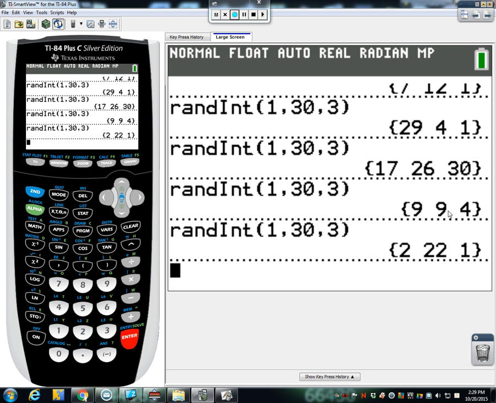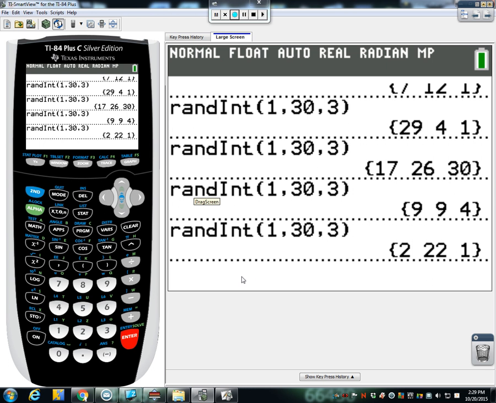Notice in this instance, I had a 9 get repeated. That will happen with the randint function. Okay, so just beware, it doesn't give you 3 unique numbers. The random integer function randomly selects integers with replacement. Okay, that means it puts the number that it selects back into the pool of, in this case, 30 numbers, and then pulls out another one.